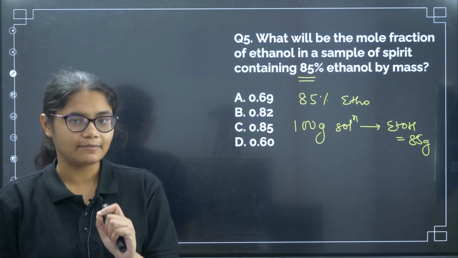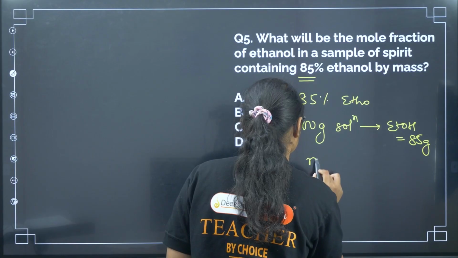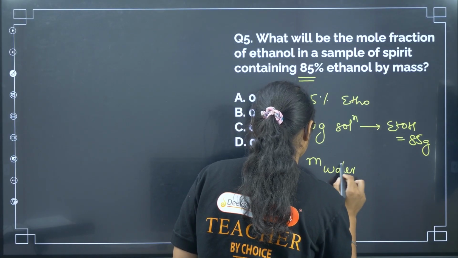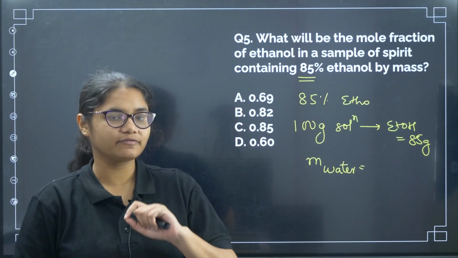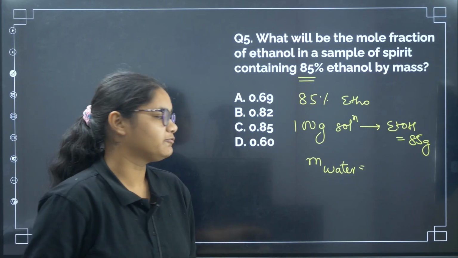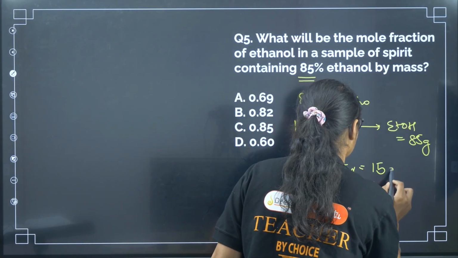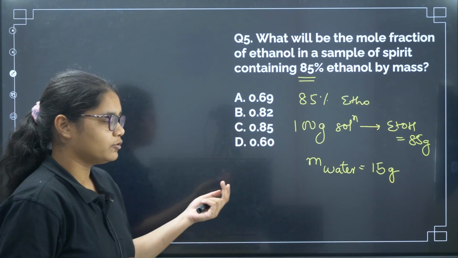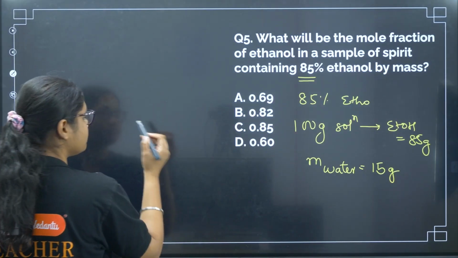Then if 85 gram is ethanol, what is the mass of water? Total solution is 100 gram. Out of that, 85 gram is ethanol, then 15 gram will be water, right? Now let us calculate the number of moles for both.